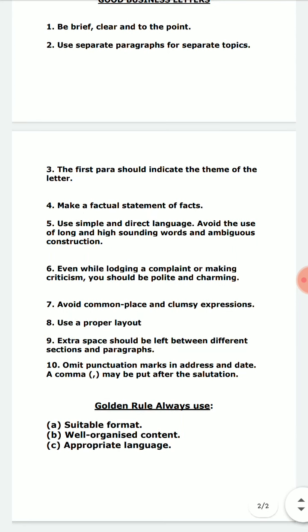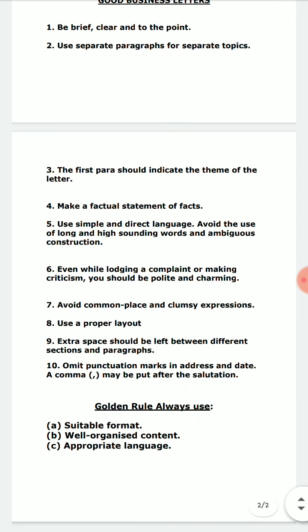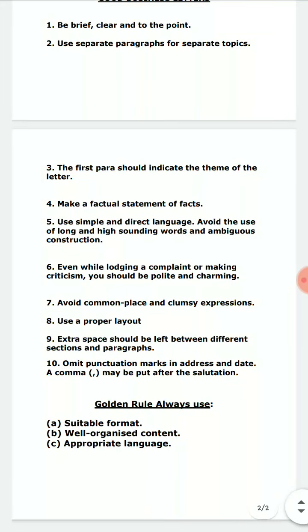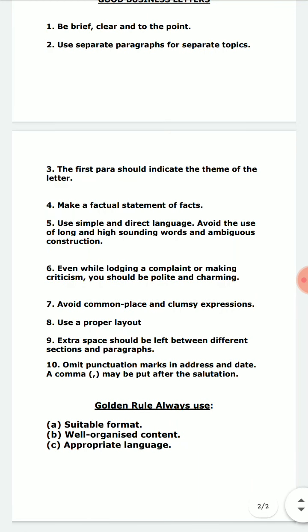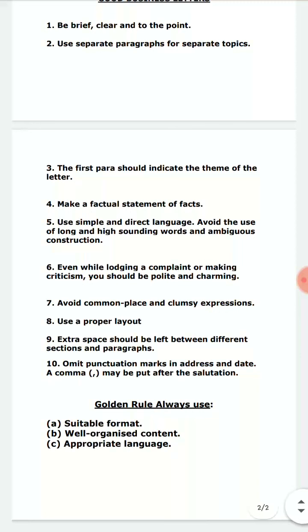Three most important things that you have to follow, that I have given separately. So let us come to that. You can say these are 3 golden rules also. First one, suitable format. The format must be suitable. It should be appropriate. The proper layout or the format should be very specific. It should be very appropriate.